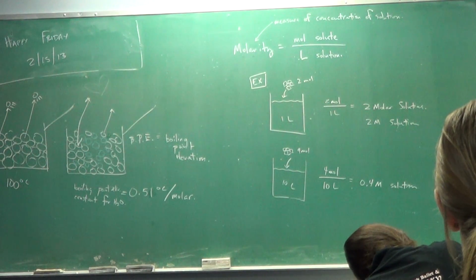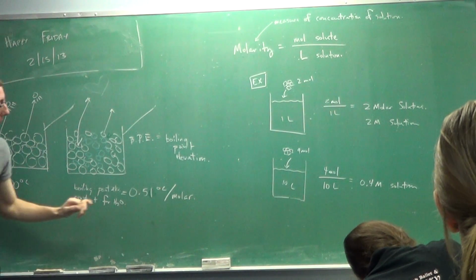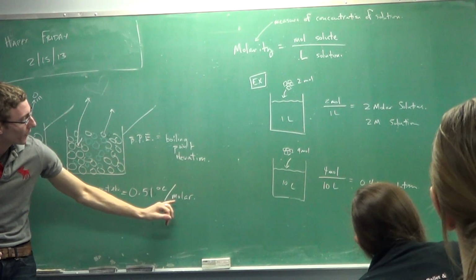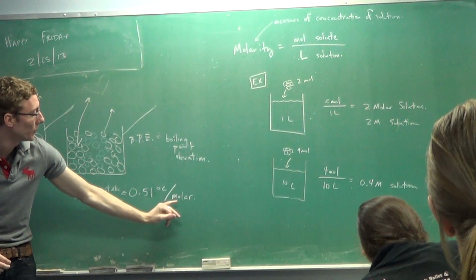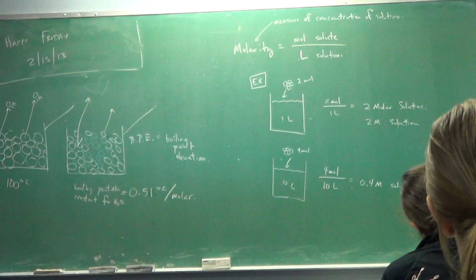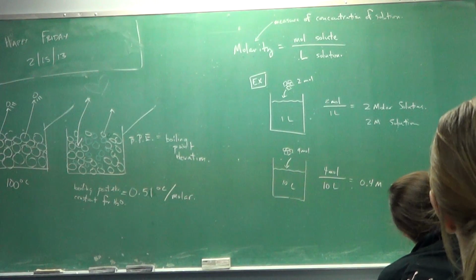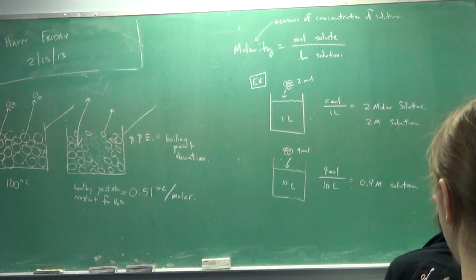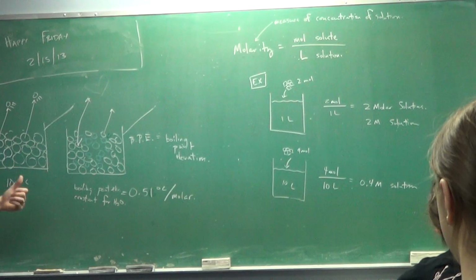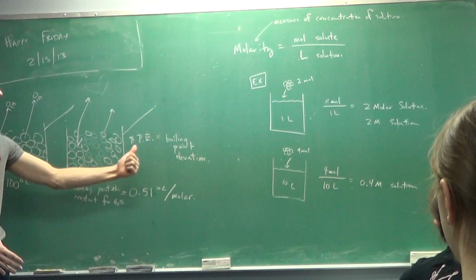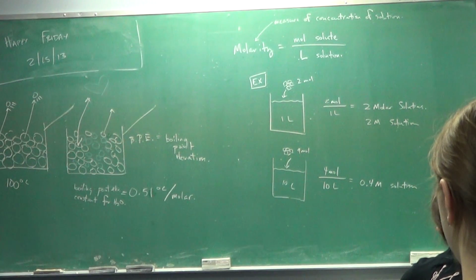And here's the interesting thing. For every single number in molarity, for every molar number you increase, you will increase the boiling point by 0.5 degrees Celsius. So you drop 1 mole of salt into 1 liter of water, you have a 1 molar solution, you're going to knock the boiling point up to 100.51 degrees.